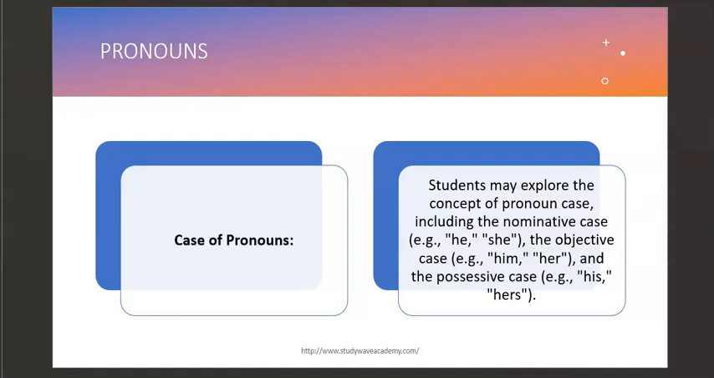And then we have something known as case of pronouns. Now here we explore the concept of pronoun case, including the nominative case, e.g. he, she, the objective case, that is him, her, and the possessive case, his, hers.